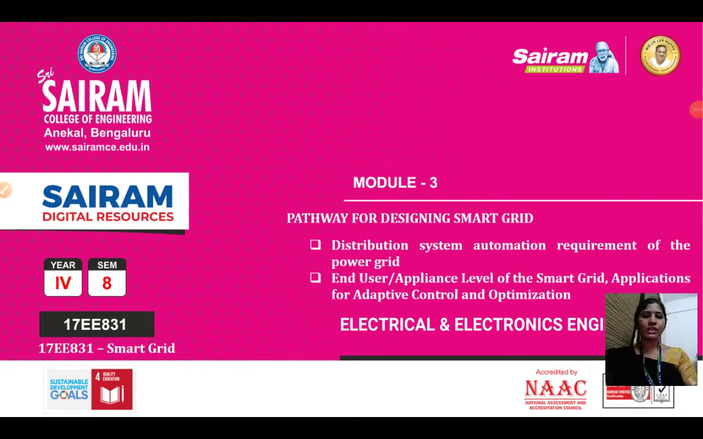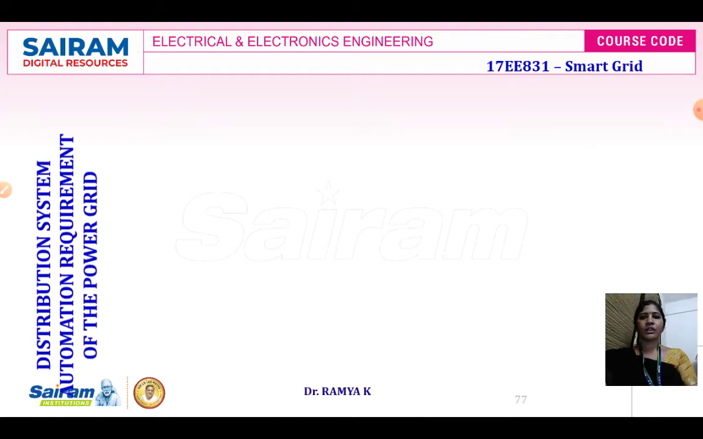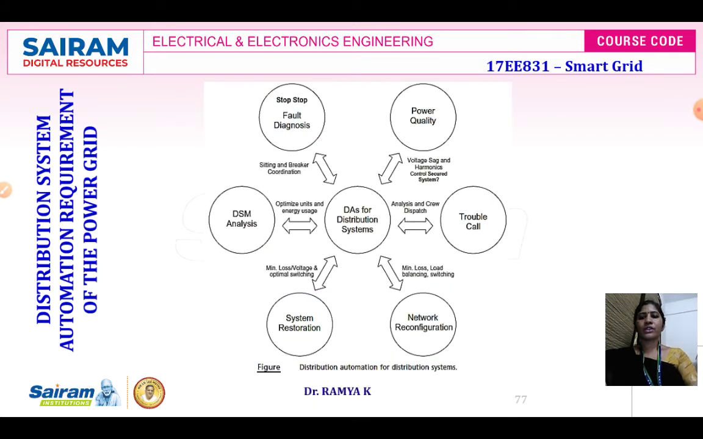Good morning students. In today's class we are going to see distribution system automation requirement of the power grid, end user appliances level for the smart grid, application for adaptive control and optimization. So the block diagram for distribution system automation requirement for the power grid is shown over here. The distribution system automation comprises all the blocks available over here.